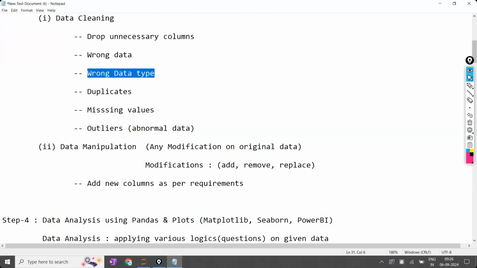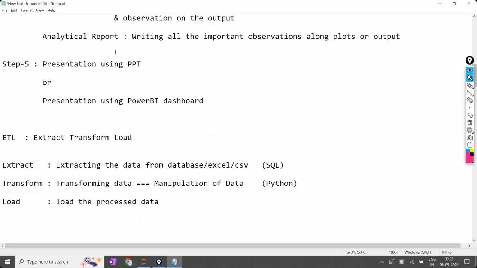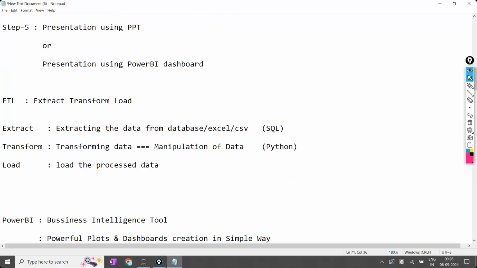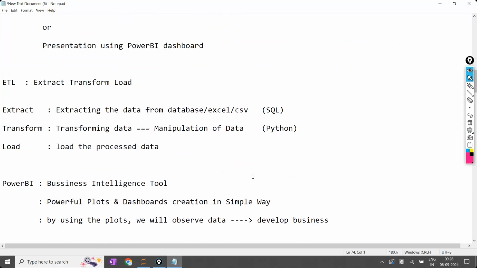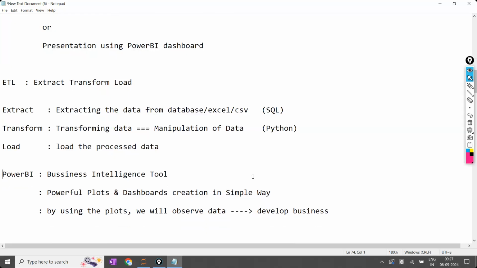Now that perfect data, we are going to load into Power BI. And here we will start doing the analysis in Power BI, which is a powerful business intelligence tool. By observing the various plots and various things we make, we develop the business. So Power BI is nothing but a business intelligence tool which has powerful plots and dashboards. What are dashboards?